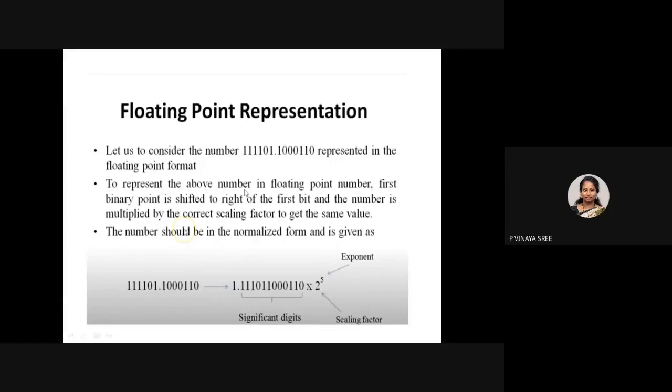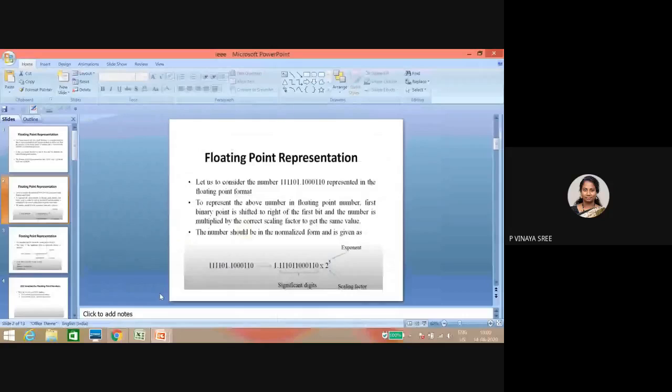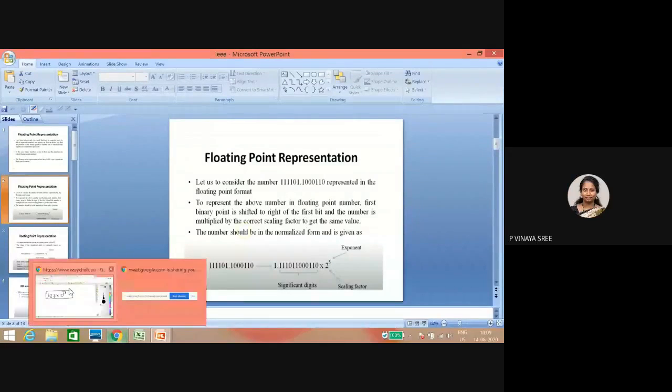First, the binary point is shifted to the right of the first bit and the number is multiplied by this number. See here, try to see my cursor position. Everyone, did you note down my binary number? Yes, then we will go for this presentation.